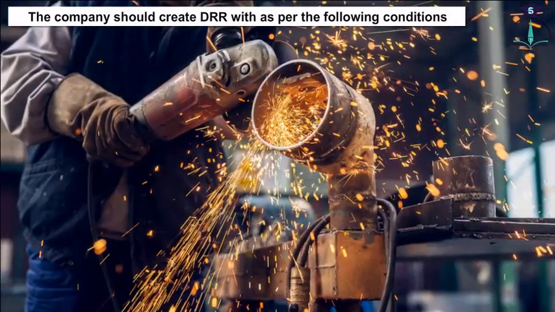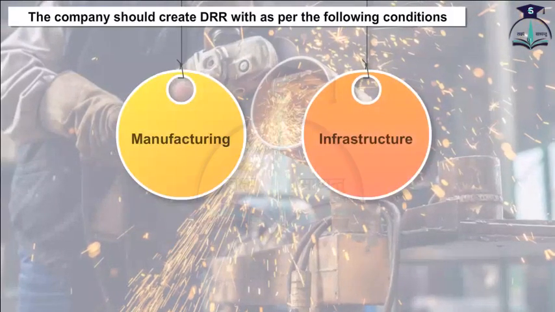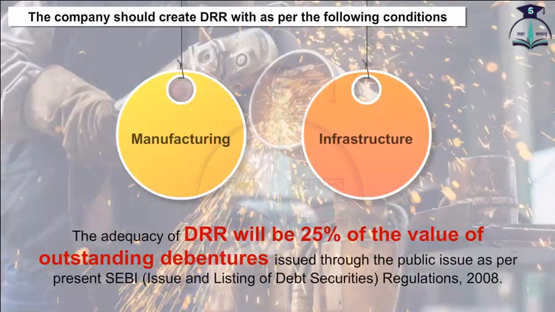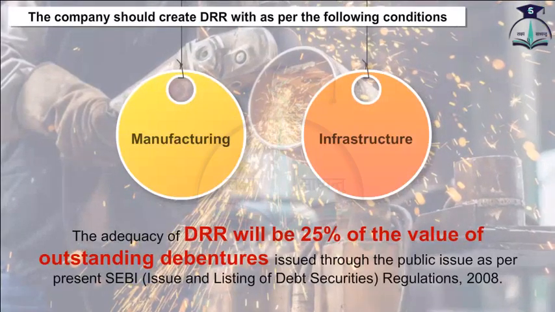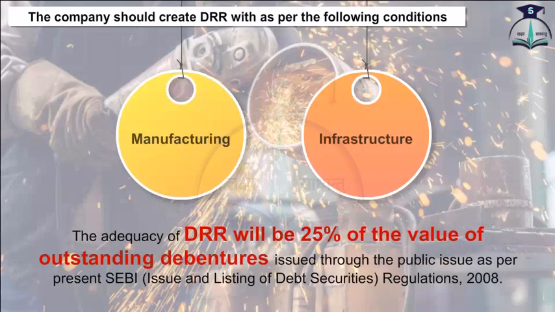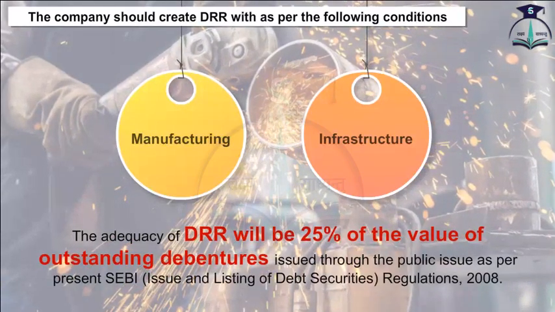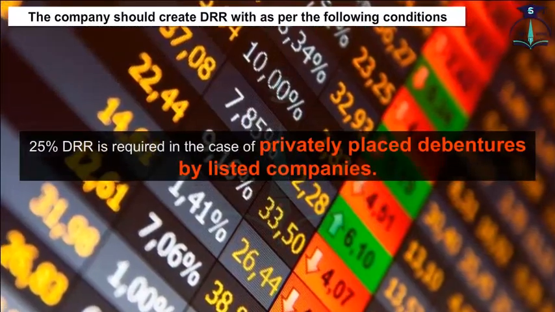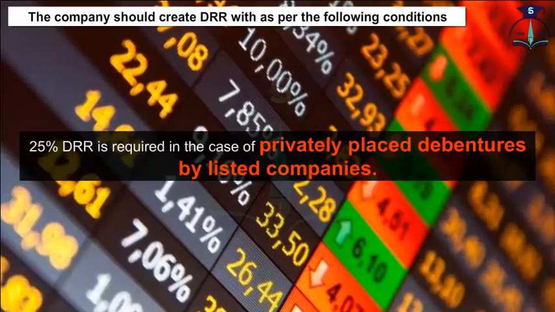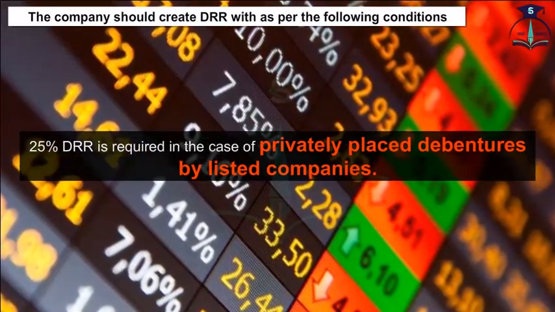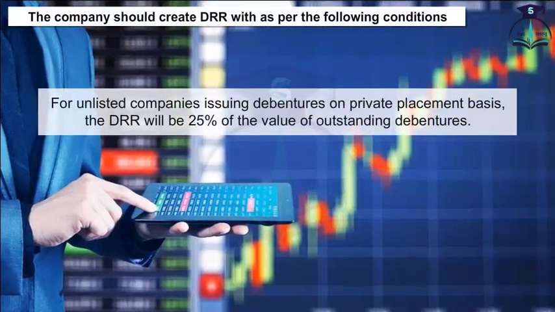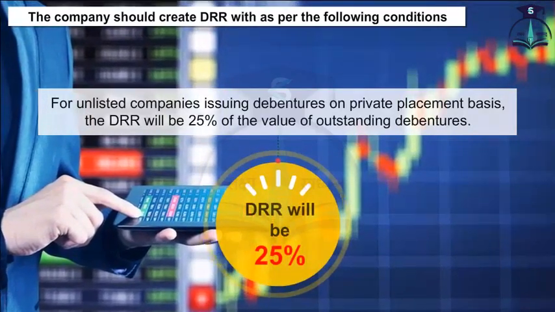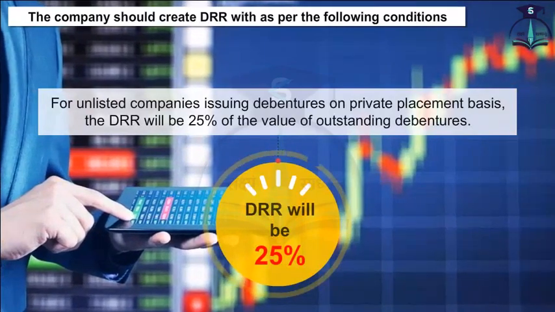3. For other companies, including manufacturing and infrastructure companies, the adequacy of DRR will be 25% of the value of outstanding debentures issued through the public issue as per the SEBI Issue and Listing of Debt Securities Regulations 2008. 4. 25% DRR is required in the case of privately placed debentures by listed companies. For unlisted companies issuing debentures on private placement basis, the DRR will be 25% of the value of outstanding debentures.